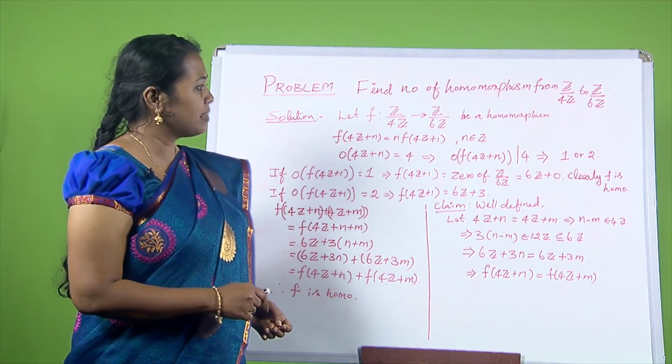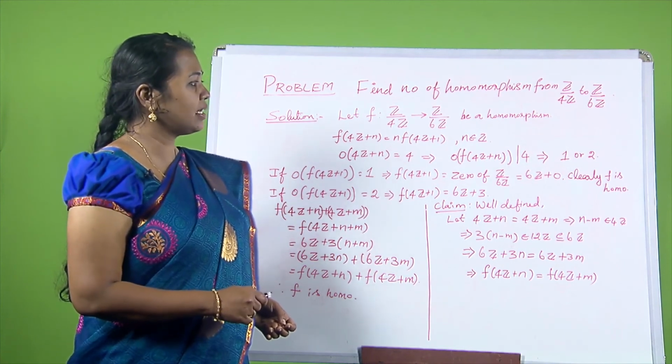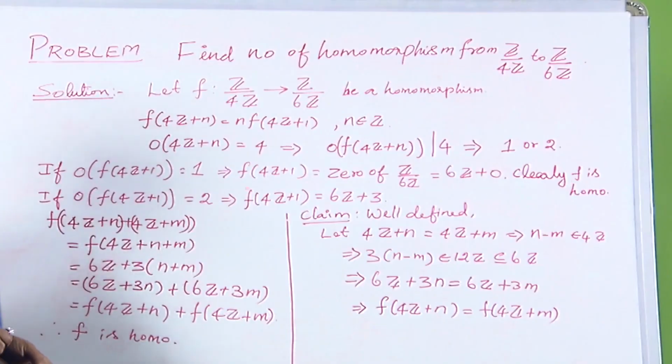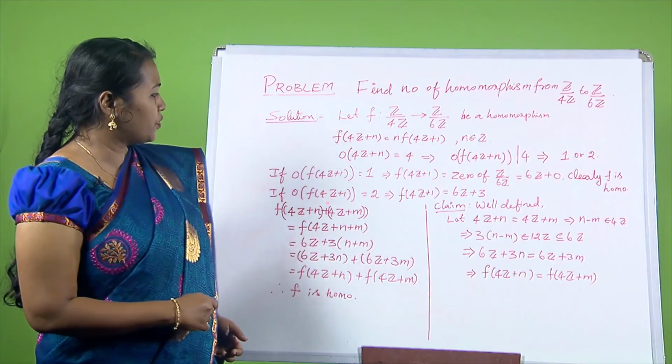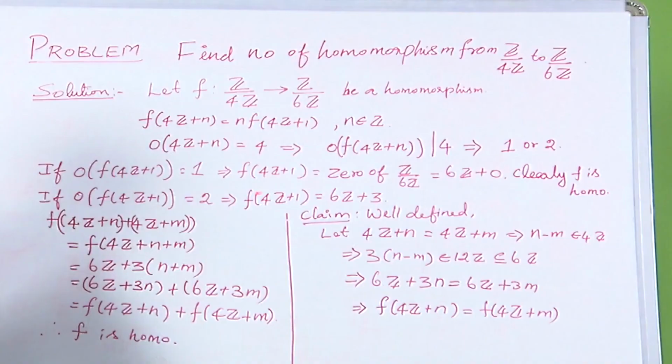Therefore, 0 of Z by 6Z is equal to 6Z plus 0, and clearly, because it's an identity mapping, it is a homomorphism. There is no need to verify here. Now let's consider the second case. If the order of f of 4Z plus 1 is equal to 2, then f of 4Z plus 1 is equal to 6Z plus 3. So we have to pick an element of order 2. This is the only element with order 2 here, and therefore 6Z plus 3 is taken.